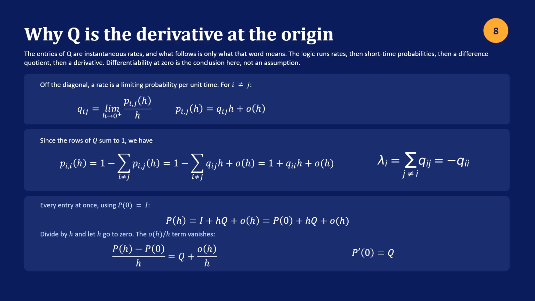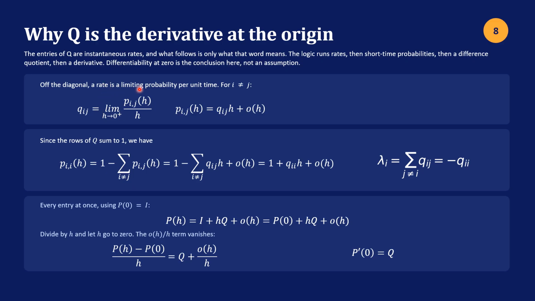Q is a derivative at the origin. What I mean by that is this equation down here. The derivative of the transition matrix evaluated at 0 equals our matrix Q that we defined at the beginning of this lesson, the rate matrix. So we want to prove that on this slide. In order to prove it, we need an alternate view of the rate matrix Q. And that's what I have here at the top.